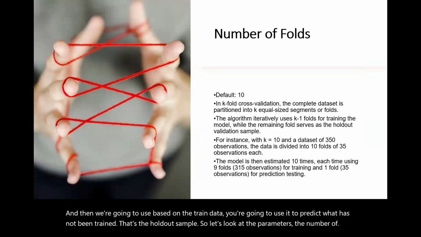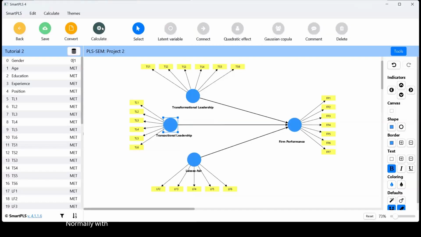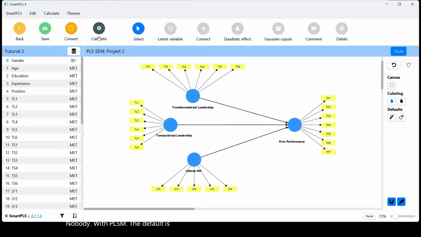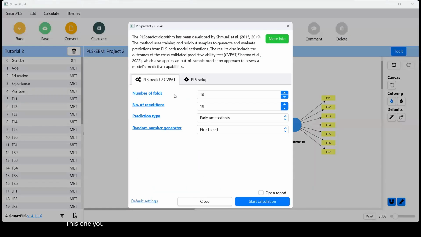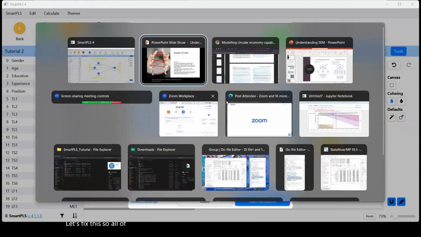Normally with PLSM, the default is 10. So let's see, you come to calculate, and then you see PLS predictor or CV part. You just select that. The default number of folds is 10. The number of repetitions is also 10. Prediction type, normally the default is early antecedent. And then this fixes. So all of these are default settings, so I've not changed anything here.